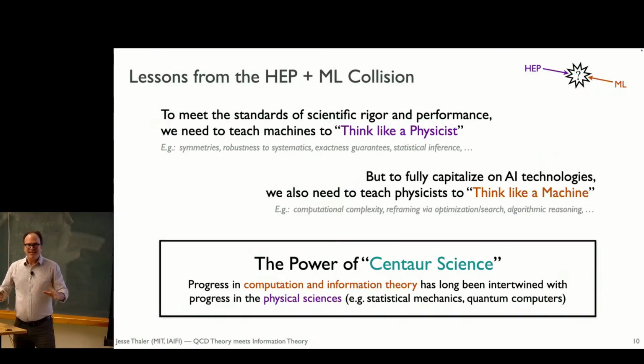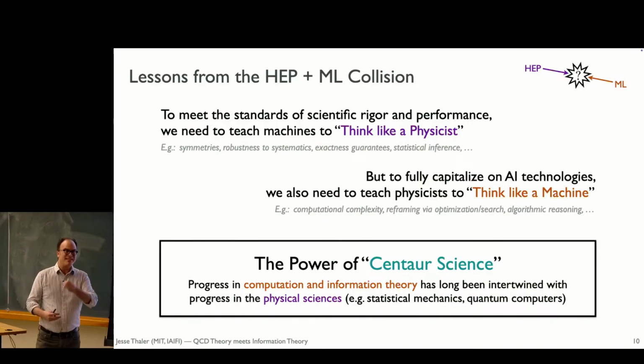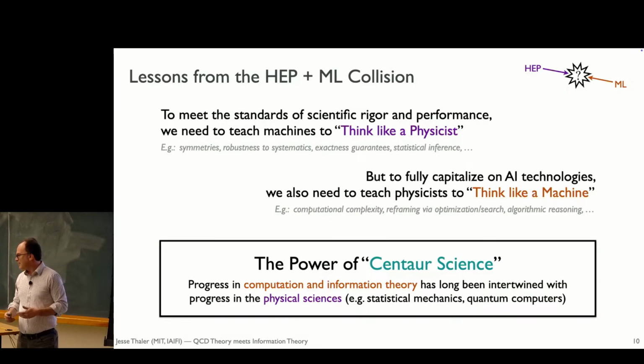And centaur science is not something new. Progress in computation and information theory has long been intertwined with progress in the physical sciences. And as you'll see in this talk, statistical mechanics has a viewpoint from, of course, condensed matter systems, but also a viewpoint from information theory. And this intertwining is something that we are seeing even more and more in the age of AI.